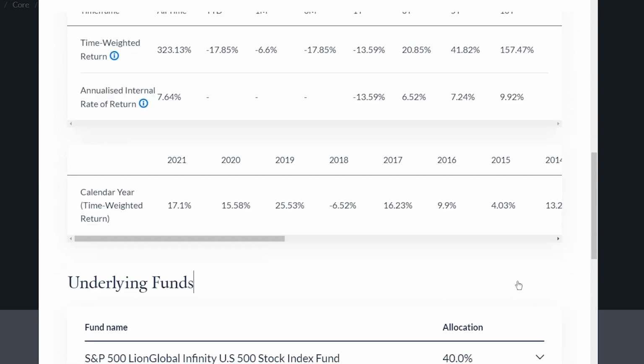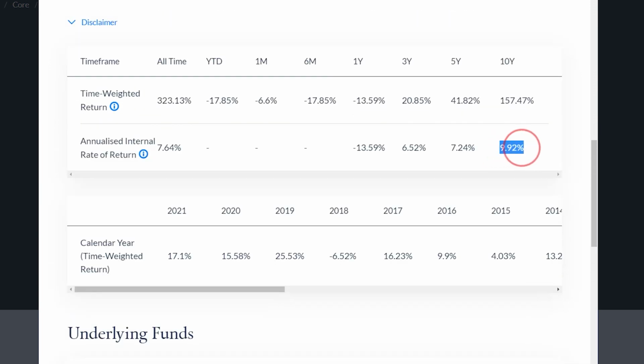On average, this portfolio gave about 9.92% 10 years annualized return. As for the fees, there are actually two fees here.